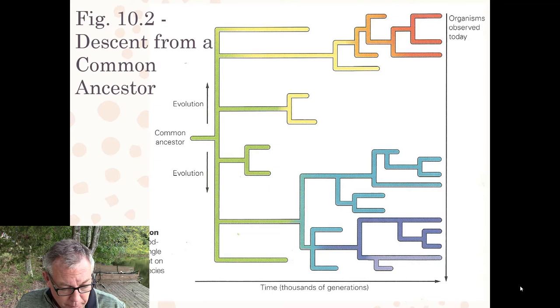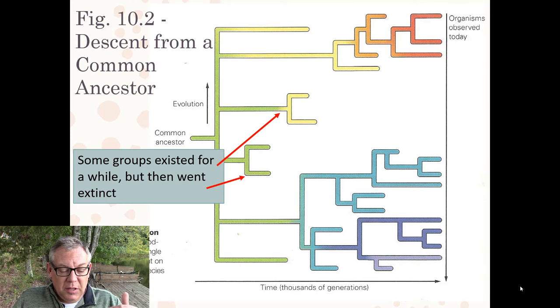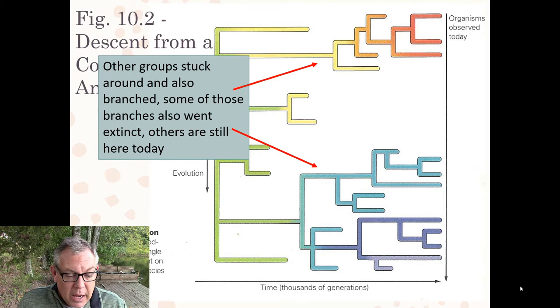And so you can see, if you follow these branches and these nodes, that some of them branch off and form new species, but then they stop. Lots of species used to exist, but then they went extinct a long time ago. Of course, we get this from the fossil record. And you can see that other groups didn't go extinct. They stuck around and they branched. Some of those branches ultimately went extinct, but other branches stuck around and branched, and ultimately that leads to the diversity of life that we see today.